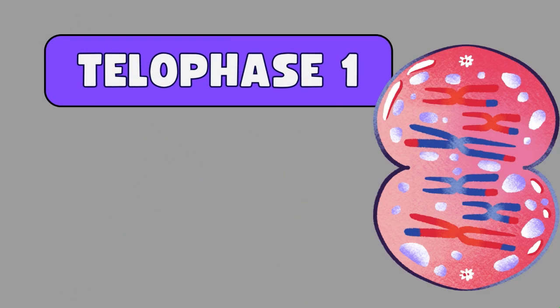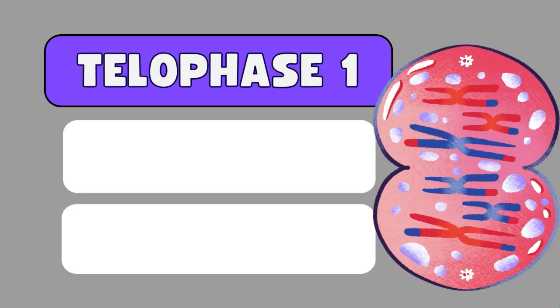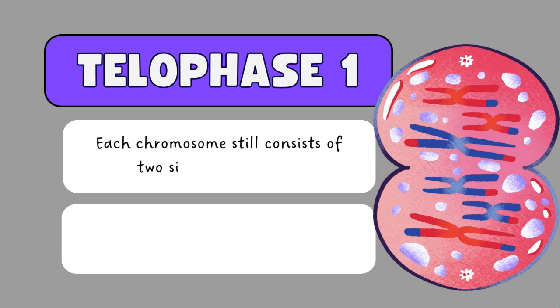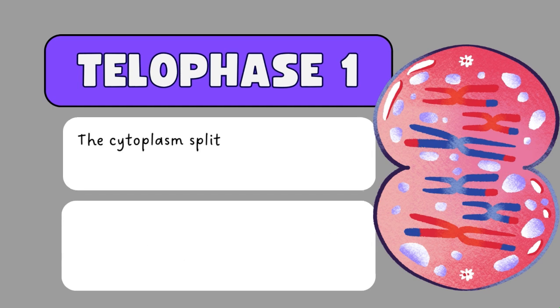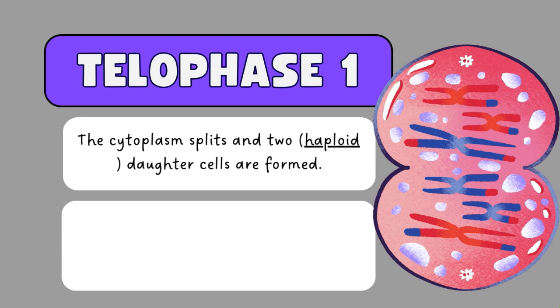Telophase. During this phase, the chromosomes are on each side of the pole. Each chromosome still consists of two sister chromatids. Two new nuclei form around each set of chromosomes. The cytoplasm divides and the two haploid daughter cells are formed.